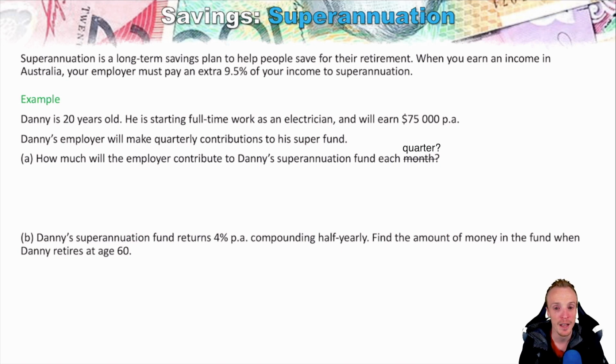On that first part, once again, superannuation is a long-term savings plan to help people save for retirement. Here in Australia, our superannuation contribution rate from our employer is set at 9.5%. That's what the employer has to contribute. That doesn't form part of your income, so it's over and above your income, but it's based on your gross income. So that's something important to note.